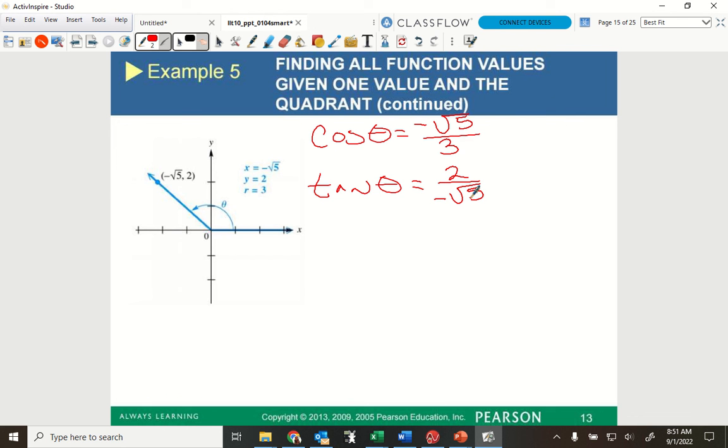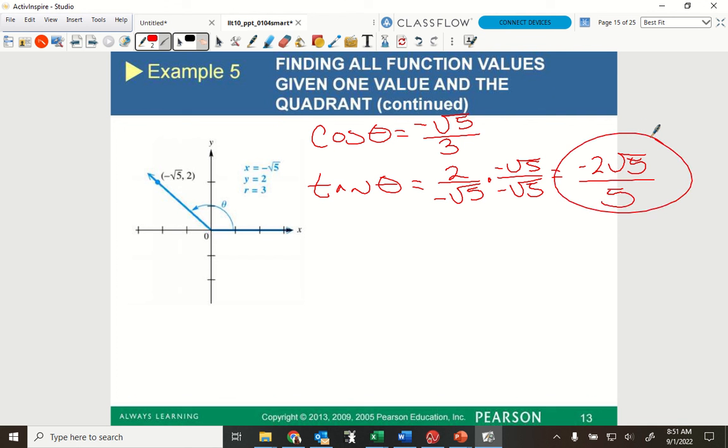And that's where you have to rationalize it. So you multiply it by negative rad 5 over negative rad 5. So it would be negative 2 rad 5 over... Serious question: what is rad 5 times rad 5? Rad 5 times rad 5 is rad 25. What's the square root of 25? 5. So it should be 5. It's just going to be 5.